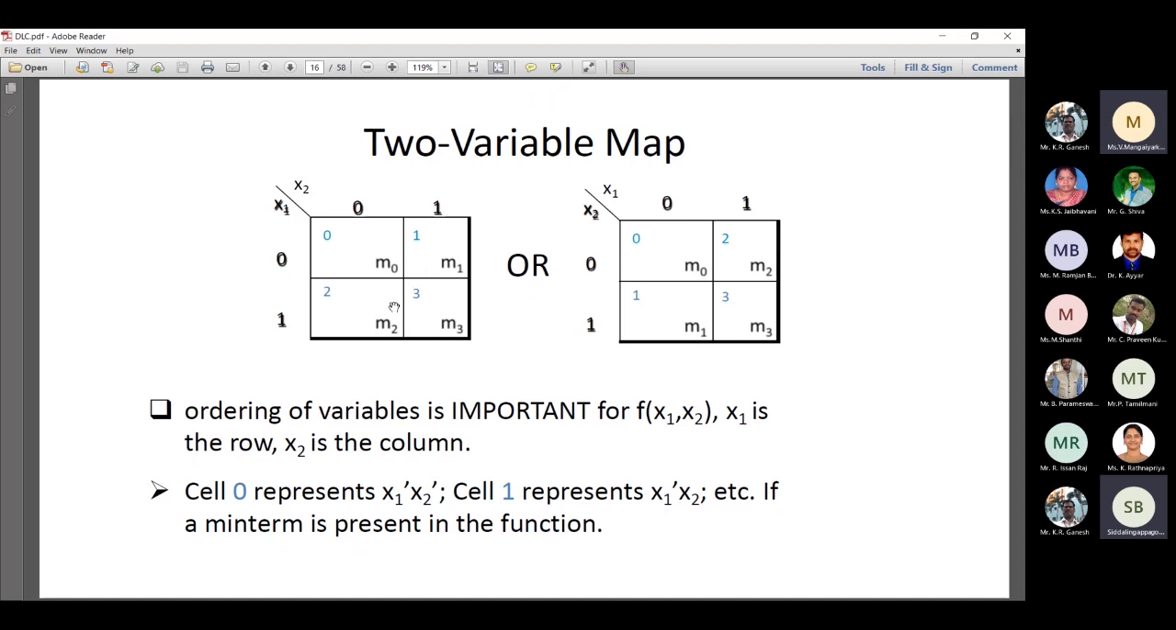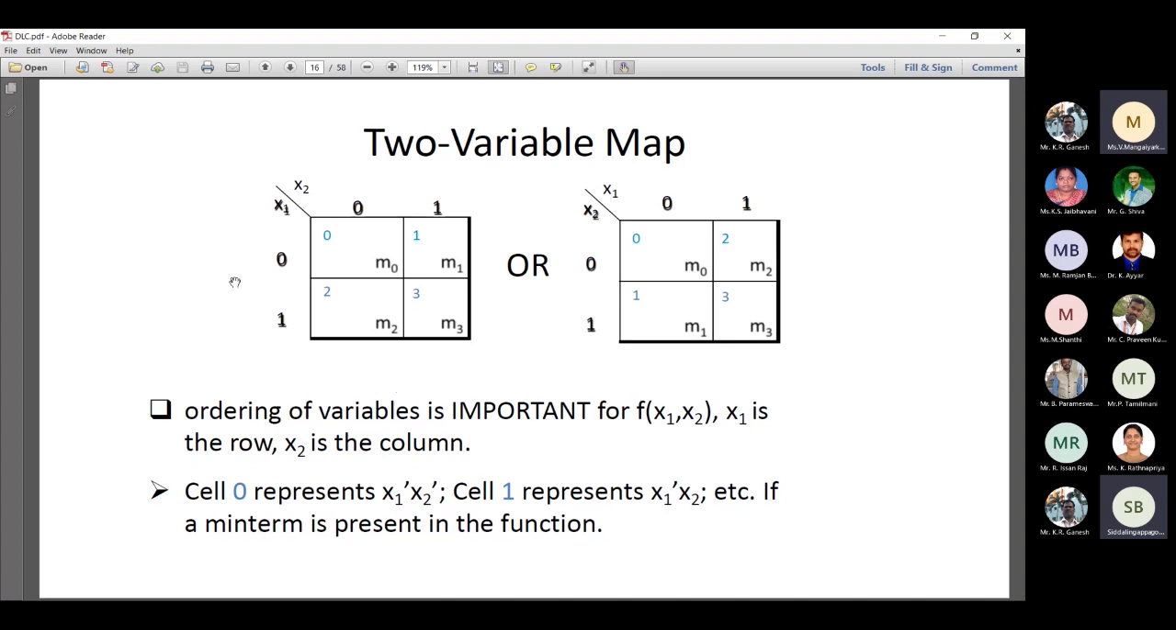Some students use this one, and some students use this one. So try to follow one method, right? You can use this one. The standard form is this one. So 0, 1, you have x1 and x2. X1 and x2 are the input variables.